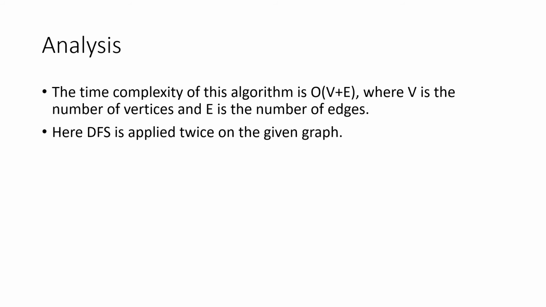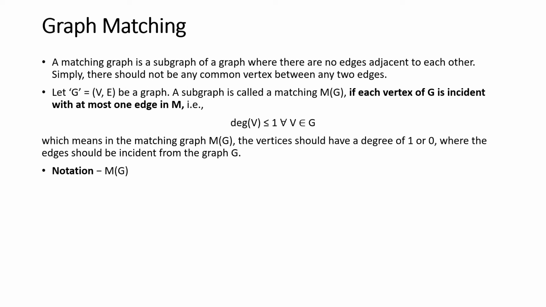And the analysis here is what? The time complexity of this is given in the form of V plus E, where V is the number of vertices and E is the number of edges, and here DFS is applied twice on the given graph. As long as you find a vertex not yet visited, you keep applying the DFS on the given graph.